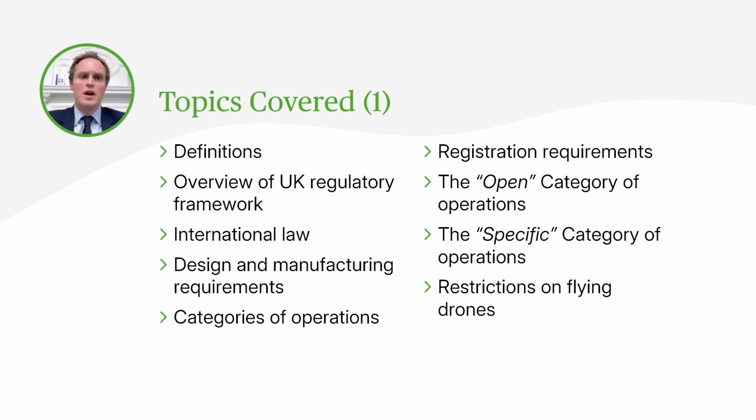I'm going to start by looking at definitions and terms, before then looking at an overview of the UK regulatory framework, considering what international law applies, before then considering the requirements for the design and manufacturing of drones, then looking at the categories of drone operations, and then the requirements for the registration of drones, and then looking in a little bit more detail about two categories of drone operations, the first being what's called the open category, and then the specific category of drone operations.